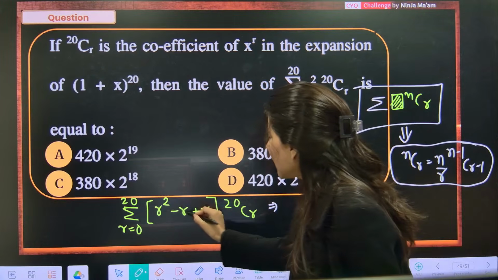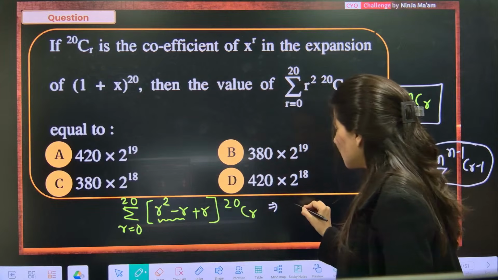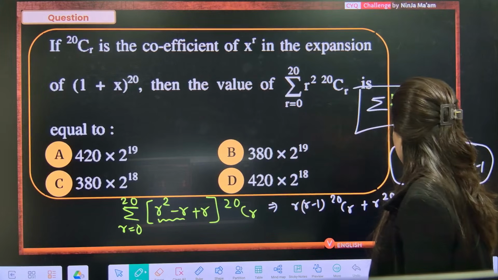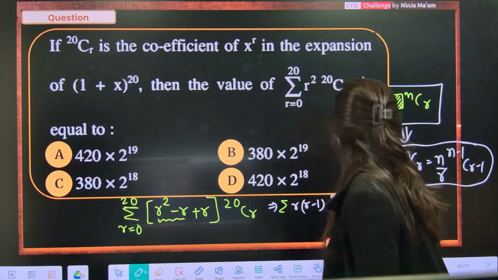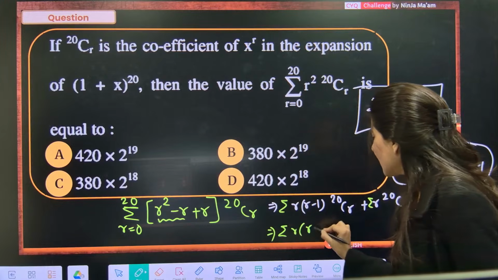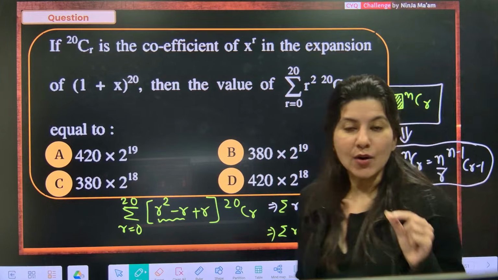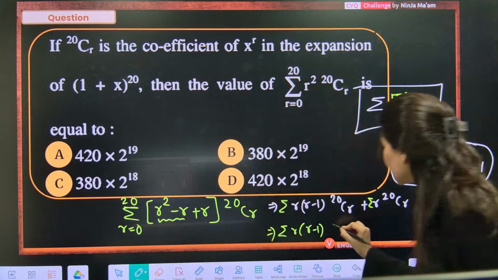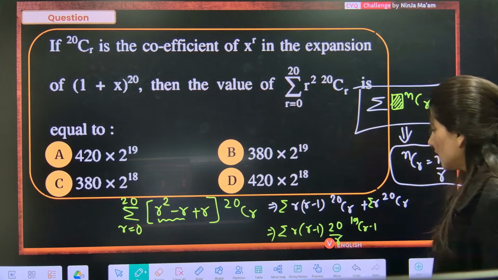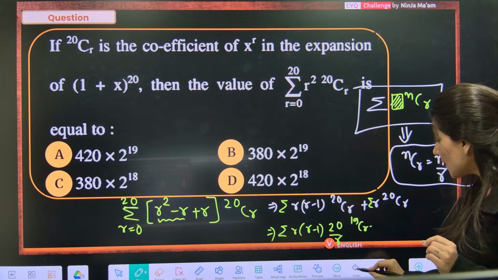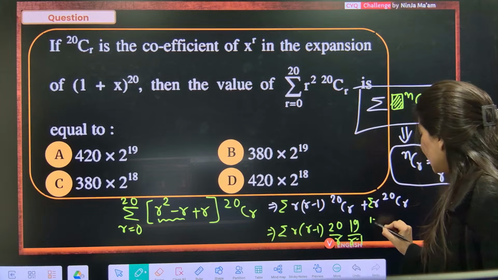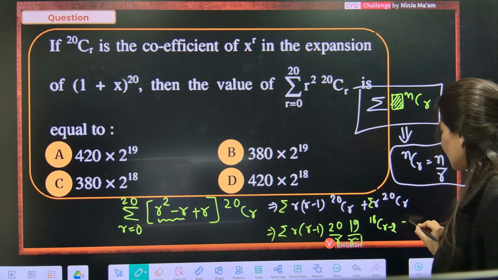So this is what r(r minus 1). So club them together. So this is r(r minus 1) times 20Cr plus r times 20Cr. Sigma is already there. Now, sigma r(r minus 1) is already there, 20Cr. Over here, I am going to apply the same property. It is going to be 20 by r and 19C(r minus 1). Now, 19C(r minus 1), I am going to apply one more time the same property. So this will be 19 upon (r minus 1) and 18C(r minus 2), okay, plus.